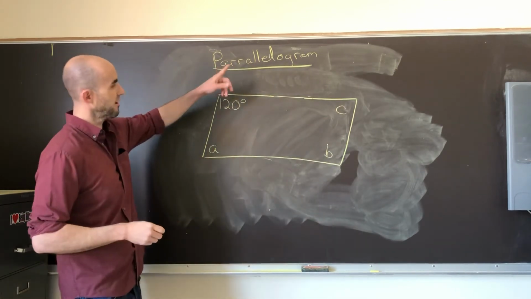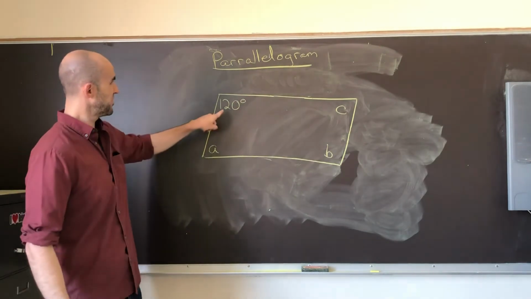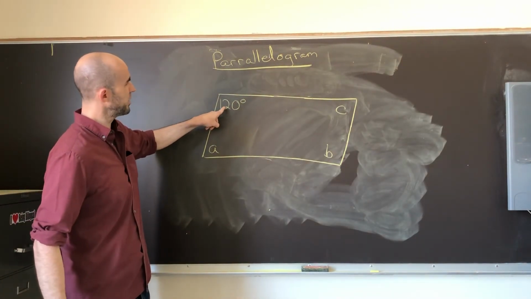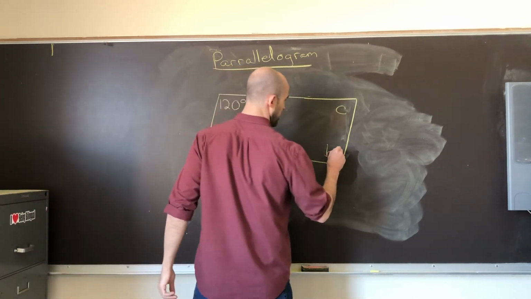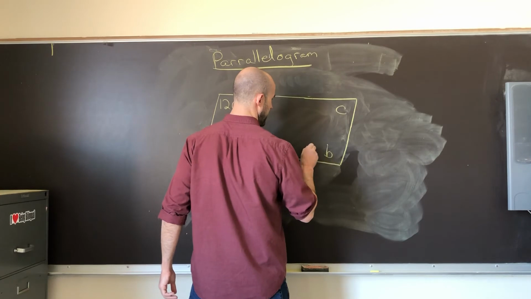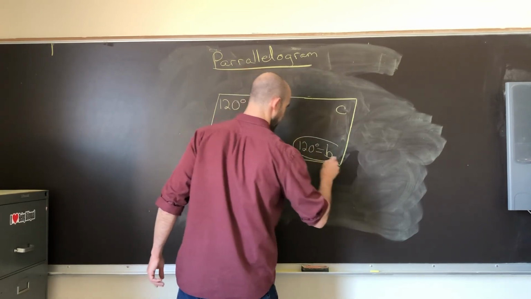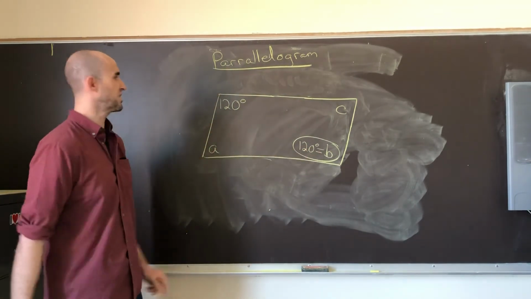Since it's a parallelogram, we know opposite sides are always going to be congruent, right? So if this angle, opposite angles, I apologize, if this angle is 120 degrees, we know that this angle is going to be 120, right? So automatically we know that B is going to equal 120 degrees. We got B, right? That's 120, because whenever they're opposite angles, they're always congruent.